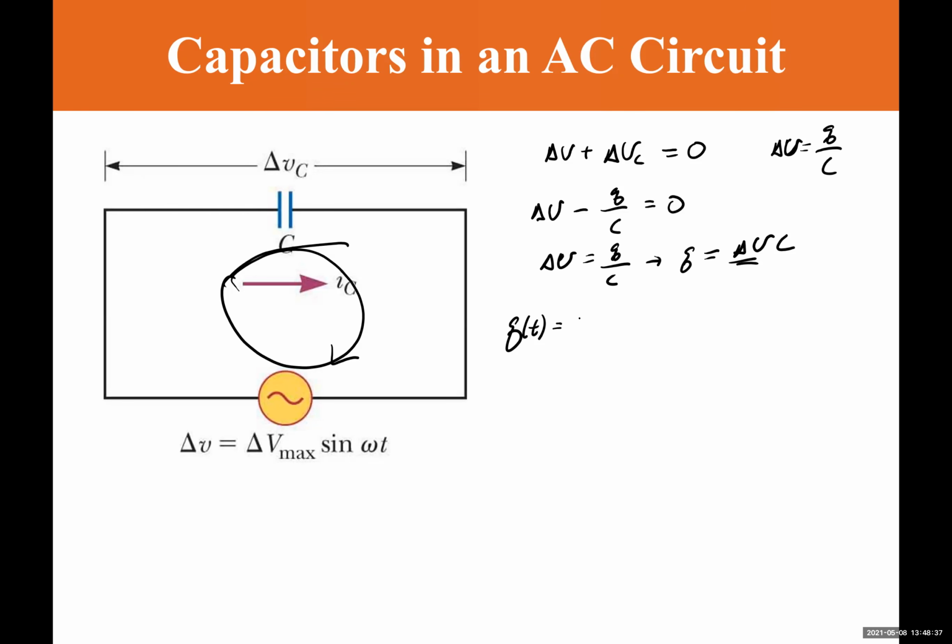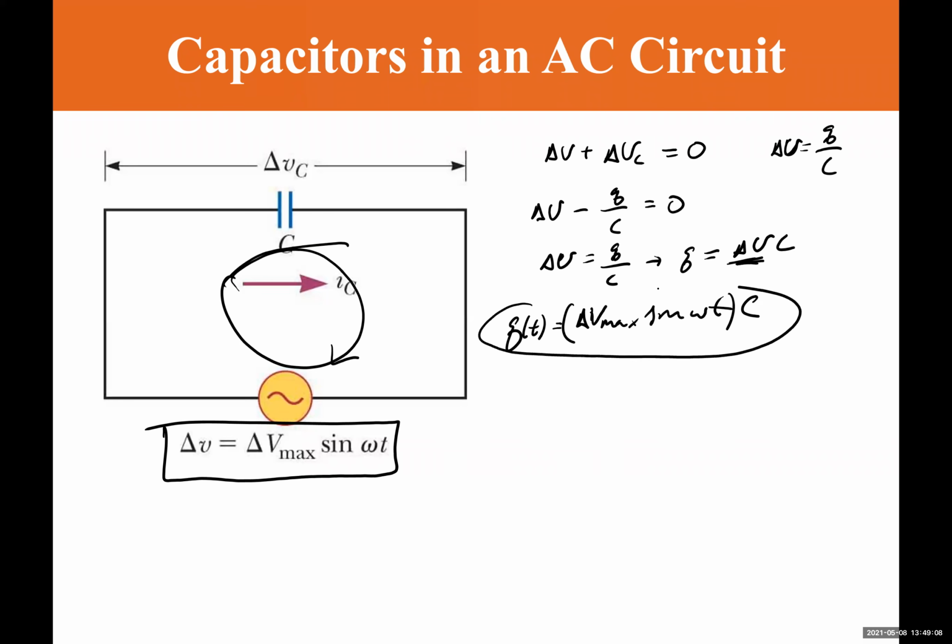So it's equal to delta V, which becomes V max times sine omega t, then times C. But remember, usually when we start with this, our goal is to derive. We already know the equation for the voltage, that's basically given from the function generator.